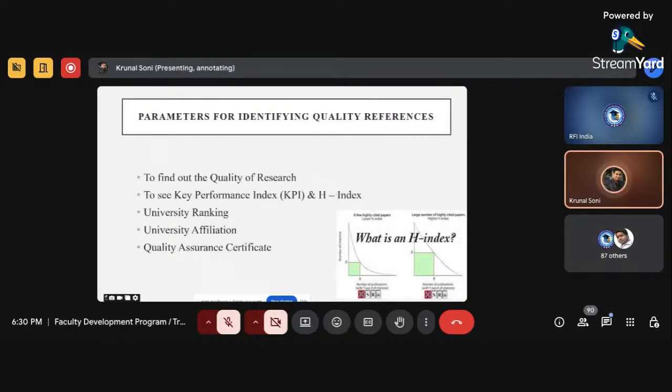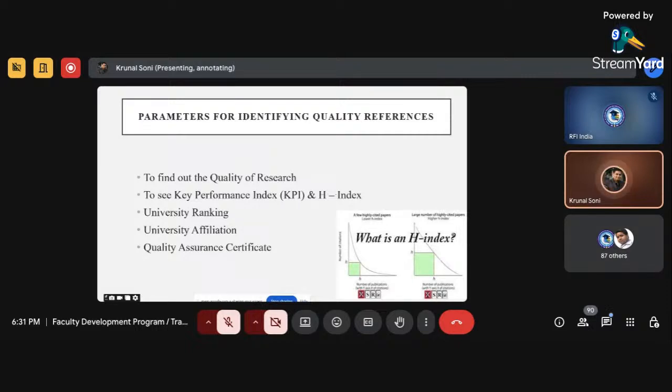Parameters for identifying quality references. As I already mentioned, we should always refer to good quality journals published in good indexing databases like Scopus, ABDC, and Web of Science. For that you always have to check the quality of journals through various indexing parameters like the H index of the journal.